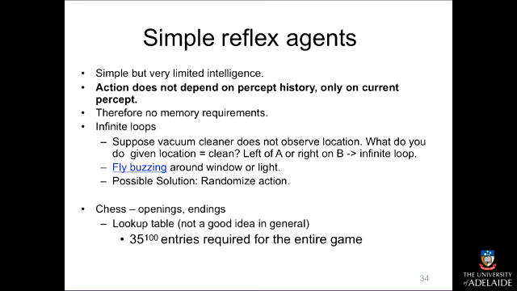So, very simple, very limited intelligence. The action does not depend on the percept history, only on the current percept. So there's no memory requirements. Unfortunately, this can lead to some pretty stupid behaviours, typically infinite loops. So I mentioned if we had made the mistake of asking the robot vacuum cleaner to move left when it's in room A, then it would just keep doing that and get stuck in that loop. One way around that might be to do some kind of randomisation of the action. Perhaps there might be two possible actions, move left, move right, and we just randomise. That would help us get out of an infinite loop.